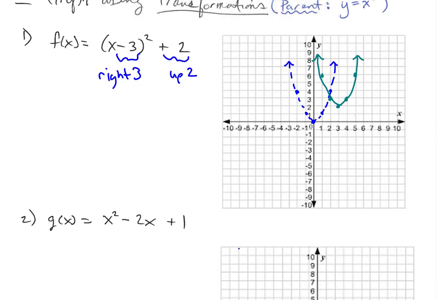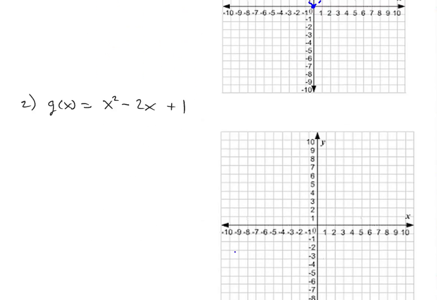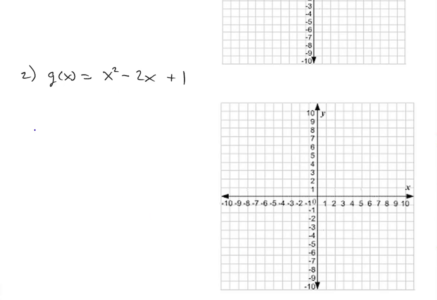Let's try another example, still within these instructions of graphing using transformations. This next one is given as g of x equals x squared minus 2x plus 1. You'll notice, of course, that this is in standard form, not vertex form. We've done an example above about using standard form. You can find the vertex with the x coordinate negative b over 2a, and then plug that in to get the y coordinate.